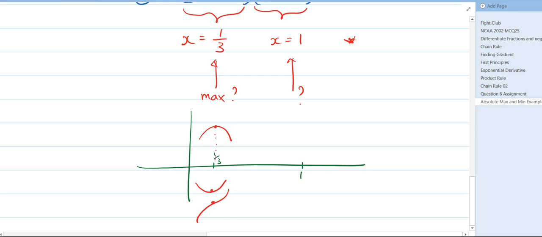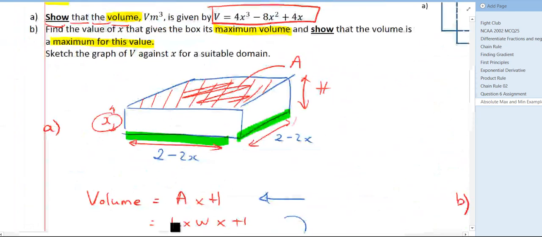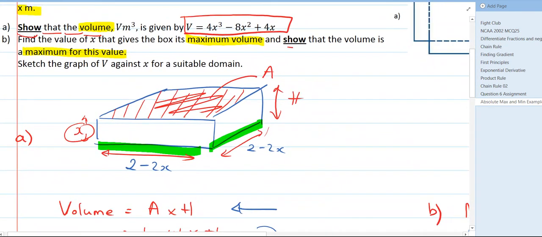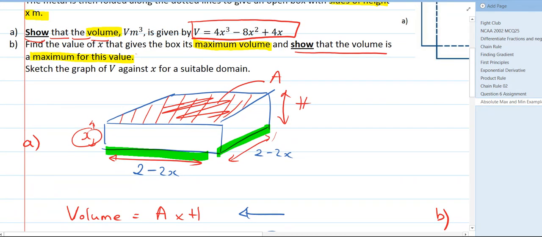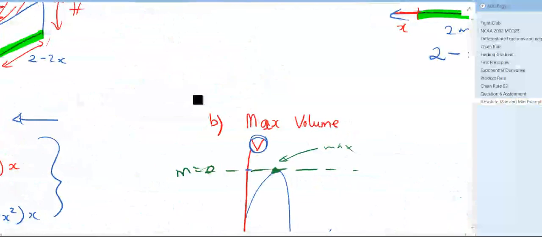See, at 1/3, I don't know whether the tangents are, the tangent's 0, but what I don't know is what type. Same thing at 1, I don't know whether it's a minimum, maximum, or even a stationary point of inflection. I don't know. At this point, I have no idea. So your job next, which is in the next part of the question, if you remember, it says here, show that the volume is a maximum for this value. Okay? So you're trying to find the maximum.